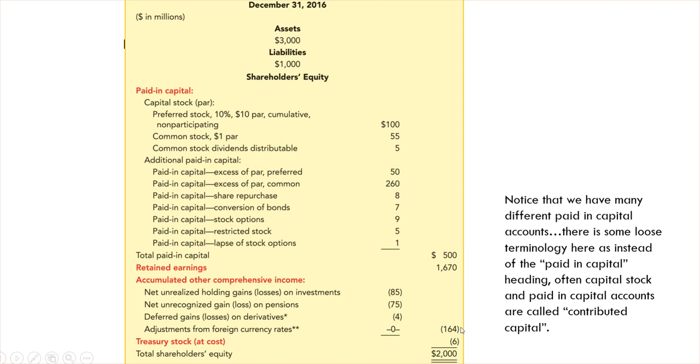AOCI, it can be credit, it can be debit. Treasury stock is either going to be at zero or it's going to be a debit balance. And then you're back to the double underlining, which means the assets minus the liabilities equal equity, or as I always say, damn, I'm good, my balance sheet's in order, right?